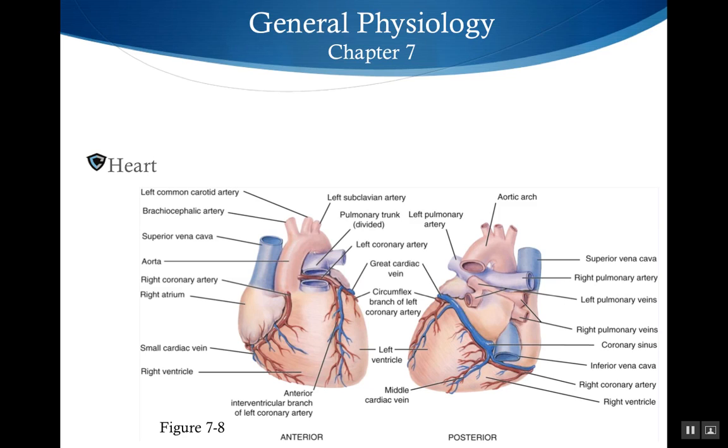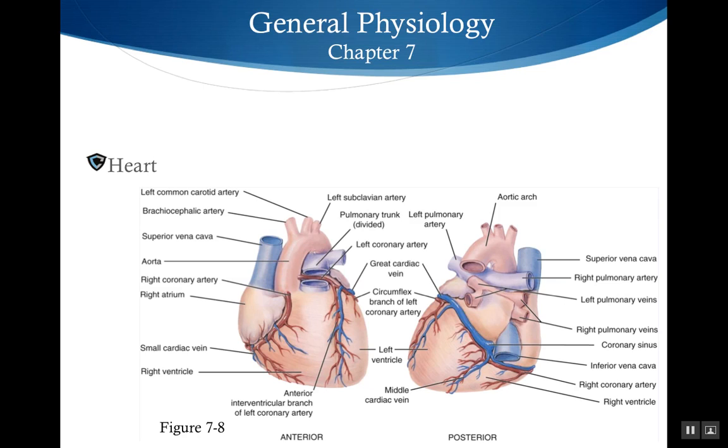So we're going to talk a little bit about how the blood actually flows through the heart. I said that before, that the right side of the heart pumps the blood to the lungs where it's oxygenated and then goes back to the heart to the left side, which then pumps that oxygen-rich blood to the rest of the body.